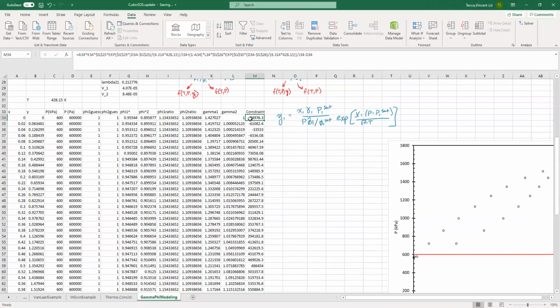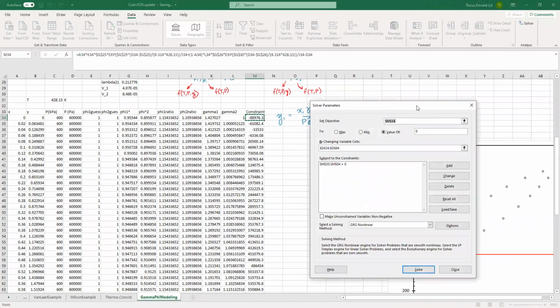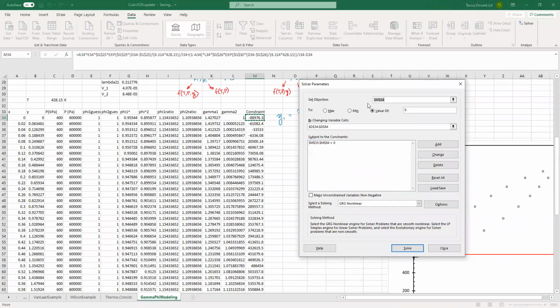All right, so now what we have to do is use Solver to solve for P. And I already have it queued up, I think. So I'm going to set the objective for M34, that's our first constraint cell, to the value of 0 by changing the cells in D34 to D84. So that is my column of P's in pascals. Subject to the constraints that all the other constraint equations must be 0 as well. Do not check the box to make unconstrained variables non-negative, and I click solve.